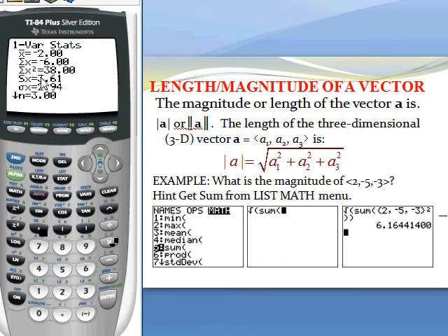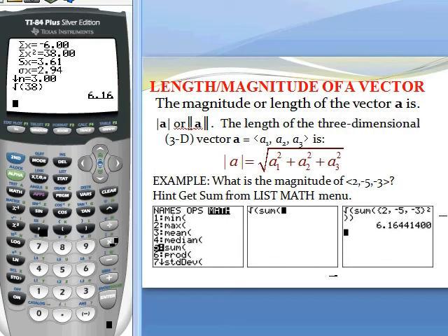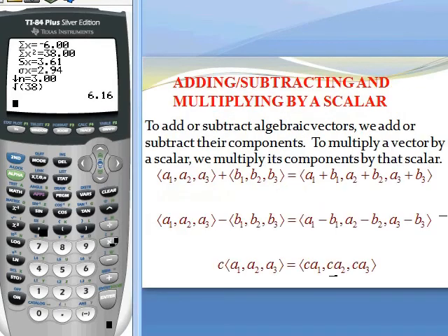Now let's look at that. Do you see that the sum of x squares is 38? And you want to take the square root, remember? So it is the square root of 38. And you'll get 6.16, the same answer. So you can get there in more than one way.